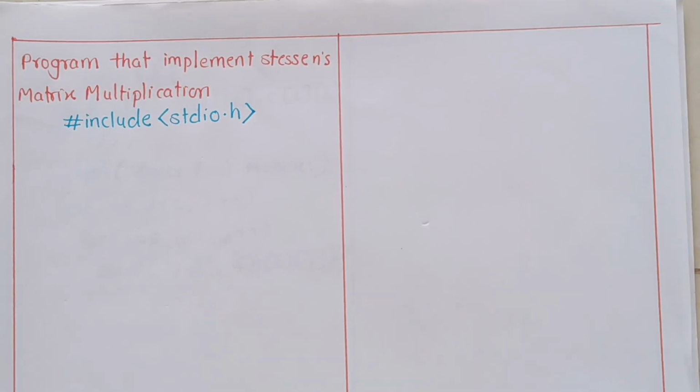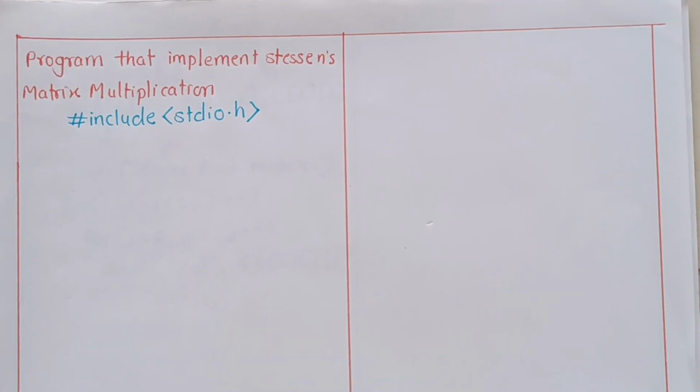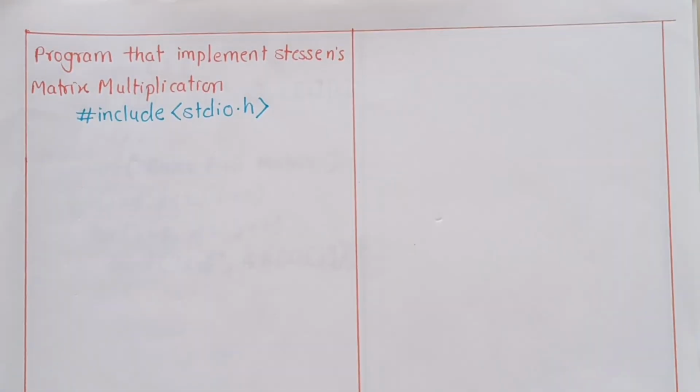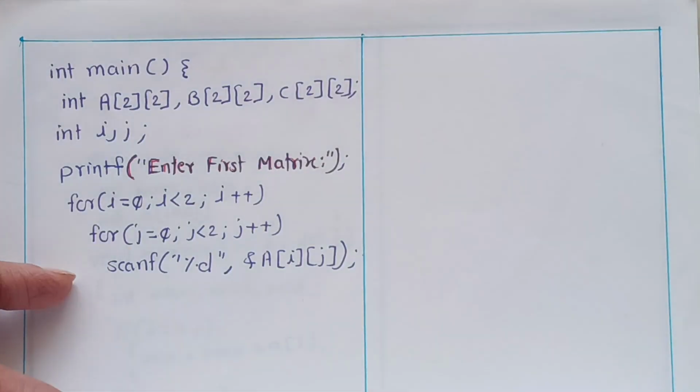Hello student, today we will see a program that implements Strassen's matrix multiplication. So in Strassen's matrix multiplication, instead of 8 multiplications, you are using what? Only 7 multiplications here. So first we will see the main program here.